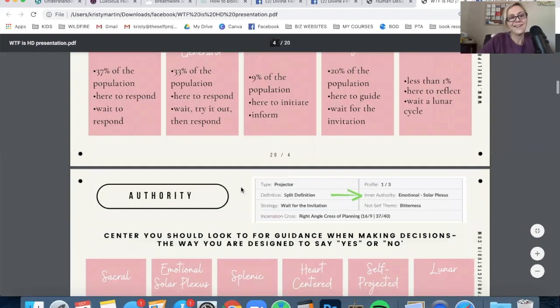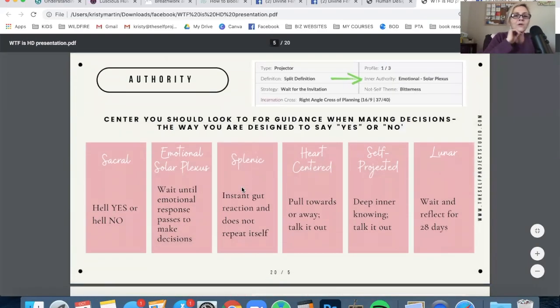Anyways, so then your authority is the center. So the centers are the nine things in the middle of that body graph thing, the triangles, squares, and diamonds that you're like, what is that? Those are centers. So this is really the center that you should look to for guidance when you are making decisions. So this is the way you're designed to say yes or no. And these are literally like, let's compare them to intuitive hits. You really got to learn to tap in and tune into these.